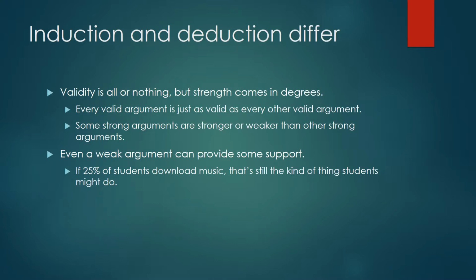Okay, so from this lesson we have a couple of lessons to learn about the difference between inductive and deductive logic. Notice that validity is all or nothing, right? An argument is either valid or it's not valid, right? There's nothing in between validity and invalidity, but strength comes in degrees, right? So some arguments are stronger or weaker than other arguments, okay? Notice that a weak argument can still provide some support, okay? So that's another difference. Normally we'd say that with an invalid argument, the premises may not support the conclusion at all, but if the argument is weak, it's possible that there is some support.